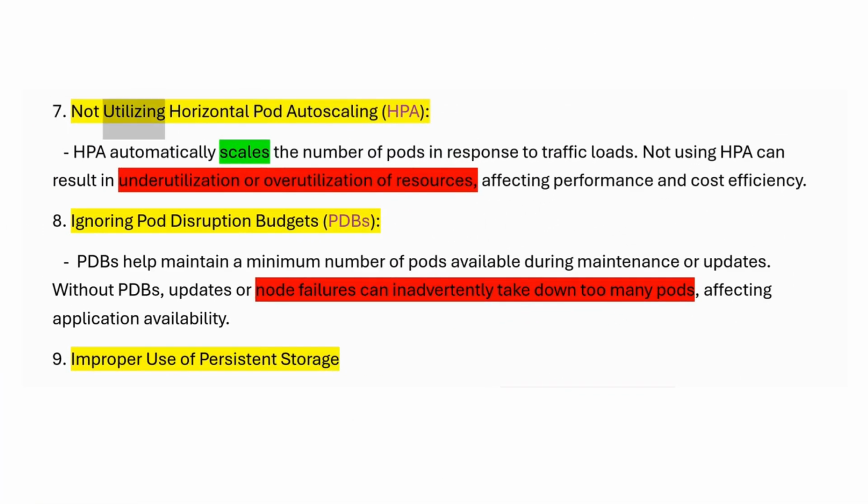7. Not utilizing horizontal pod auto-scaling, HPA. HPA automatically scales the number of pods in response to traffic loads. Not using HPA can result in underutilization or overutilization of resources, affecting performance and cost efficiency.